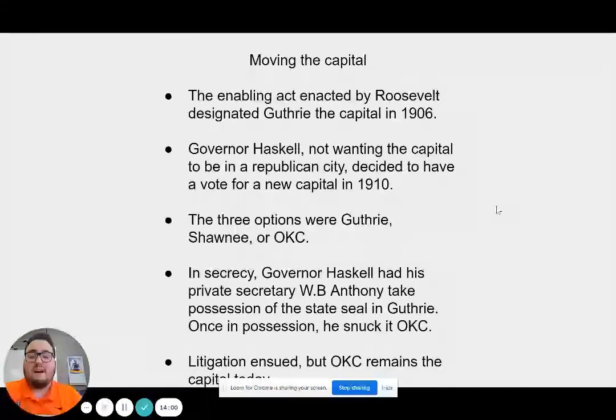But in secrecy, Governor Haskell has his private secretary, a guy by the name of W.B. Anthony, take possession of the state seal. The state seal at this time is kind of a figurehead thing, where if the state seal is there, it's supposedly the capital. So he goes and gets the state seal in Guthrie in secret and brings it to Oklahoma City, making that ceremonial change of the capital actually moving to Oklahoma City. Guthrie eventually sues Oklahoma City for doing that, and they eventually lose. And today we know Oklahoma City as Oklahoma's capital.